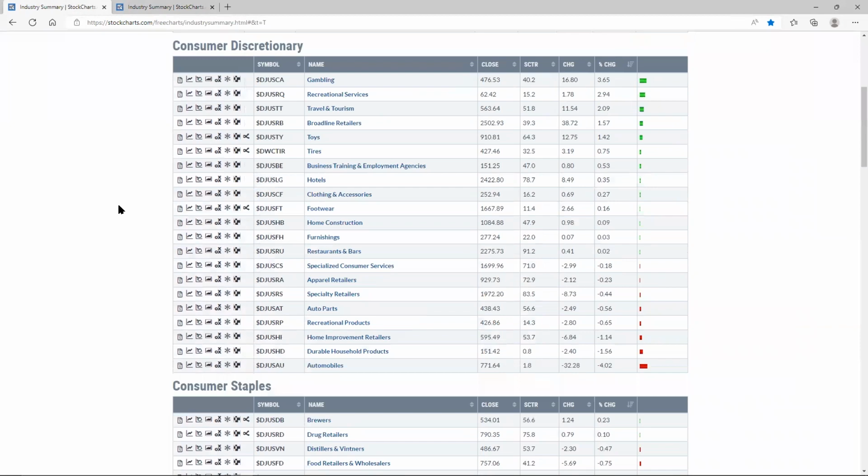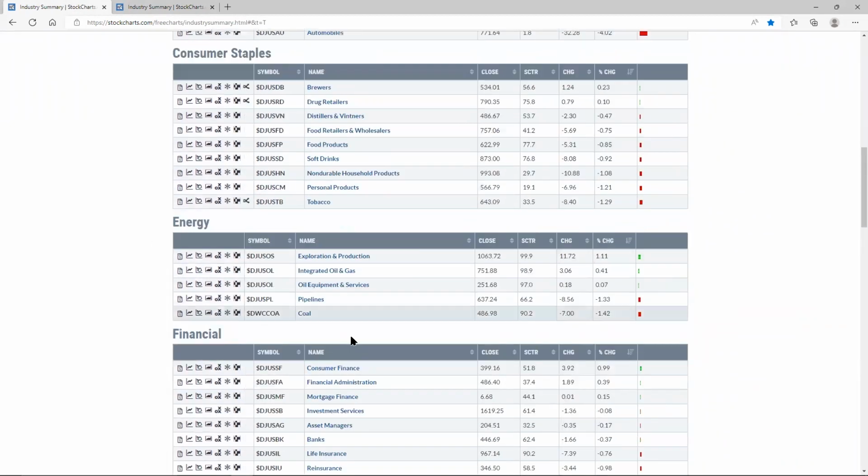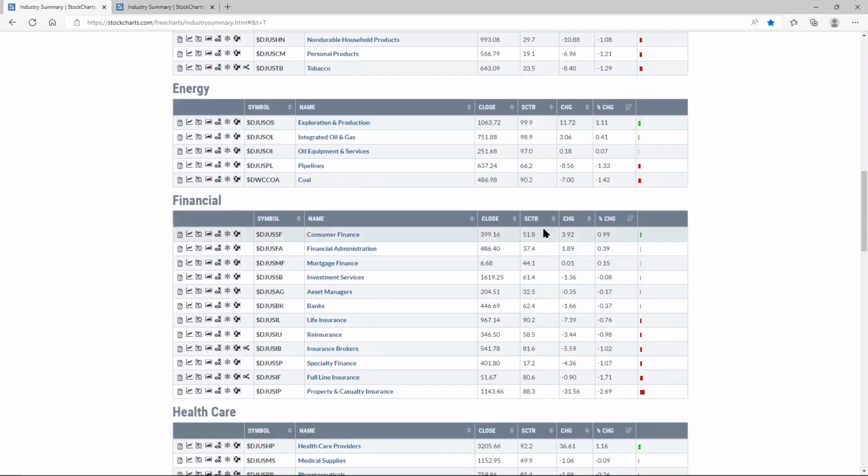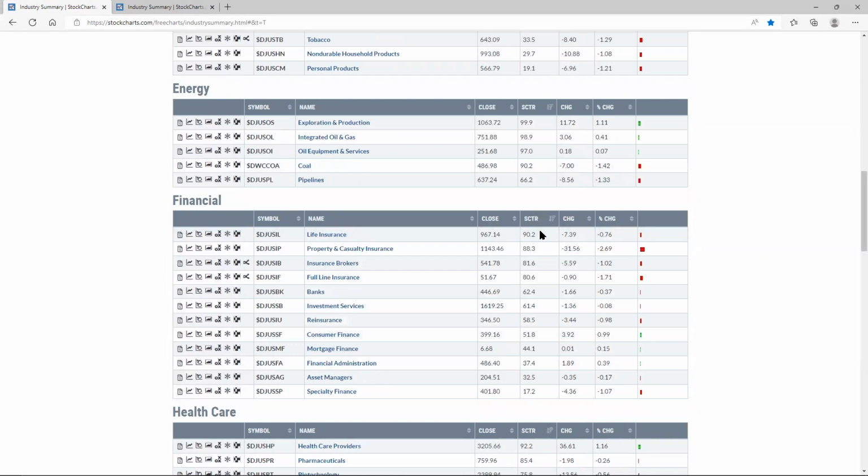So now you can see all the industry groups by sector, and note that the energy sector has, except for pipelines, everything in the 90s. Financial is an interesting place. Let's do the scooter rank here. Life insurance. Remember how we said life insurance and property casualty were at the top? Well, property casualty is 88, life insurance is 90. There's some leadership in those groups. All you have to do to look at the individual stocks is click on the name of the group.